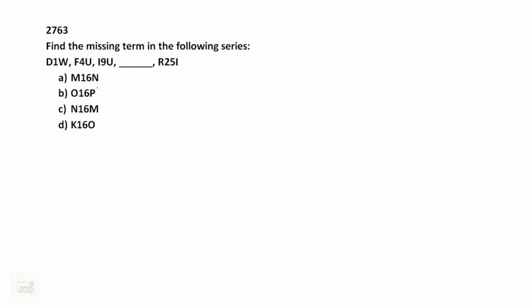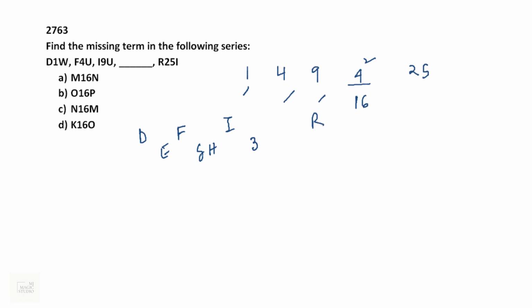Find the missing term in the following series combination of numbers and alphabets. Let's do the numbers first. 1, 4, 9 something and then 25. You can see this is 1 square, 2 square, 3 square. We should have 4 square here, that is 16. Then D, E, F, D, E, F, then we have I, G, H, I, then we can have 3 here and we will see D, E, F, G, H, I, J, K, L, M, N, O, P, Q, and this is R. Bingo. We should have M here.